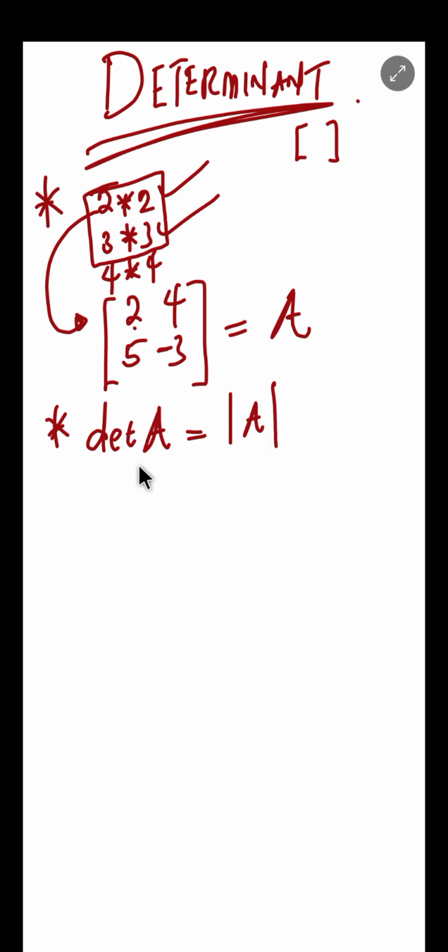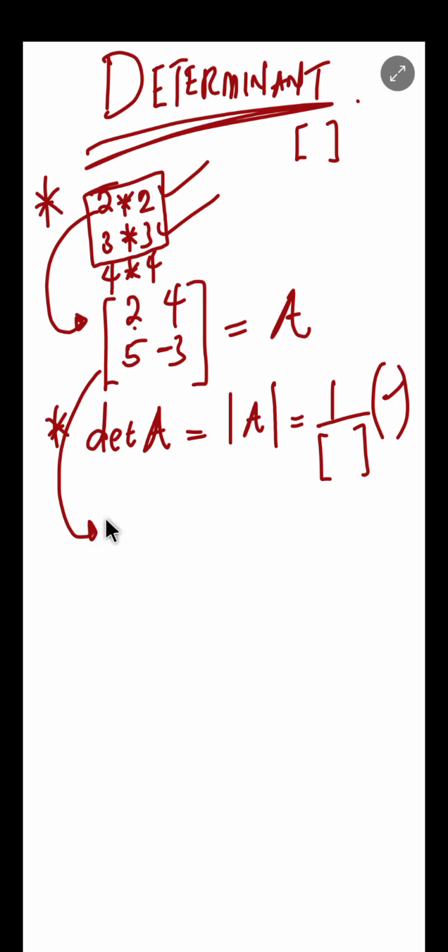The formula is actually given as: the determinant of matrix A is 1 over, if it is 2 by 2, we know how it is. Then we find the adjoint, and that's all. But if it is 3 by 3, this is the formula we use. I'm going to give the formula later. But take note, if it's 2 by 2, this is how to find the determinant of a 2 by 2 matrix.